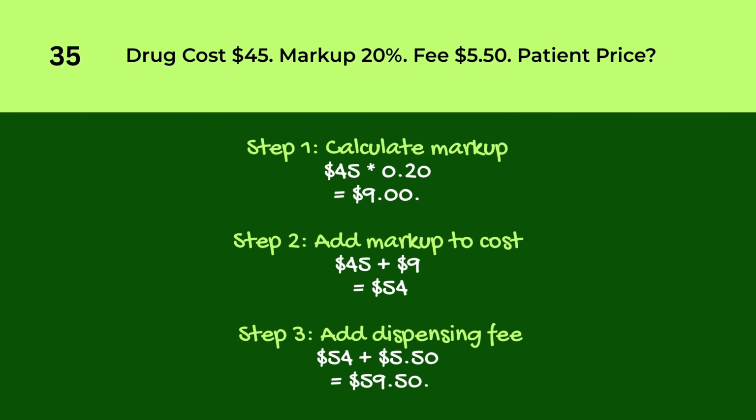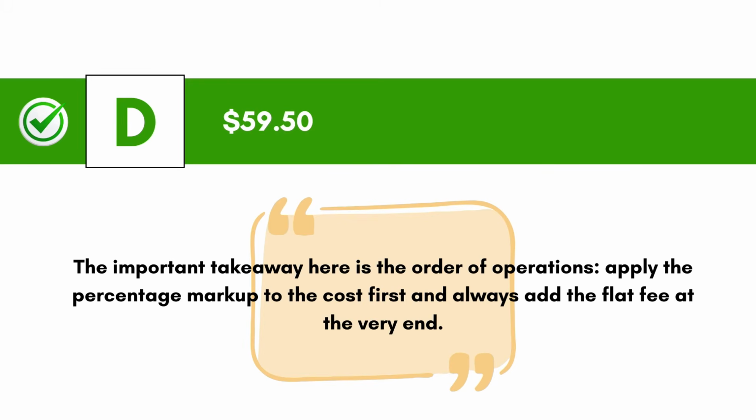Finally, step 3 is to add the dispensing fee. We take the $54 and add the flat $5.50 fee. Check your total. The sum comes out to $59.50. Spot on. Option D is correct. The important takeaway here is the order of operations. Apply the percentage markup to the cost first, and always add the flat fee at the very end.